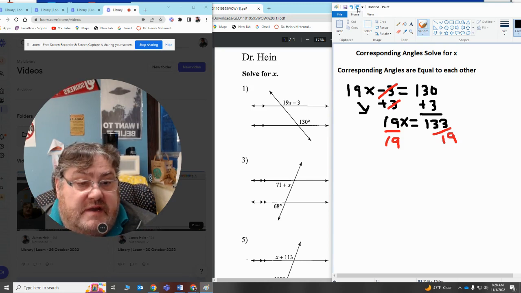Now 19 divided by 19 on the left side will be the number 1, and we list that as 1x. And 133 divided by 19 is 7.